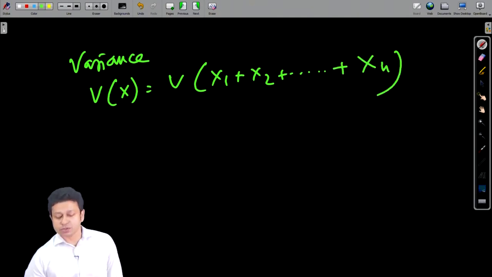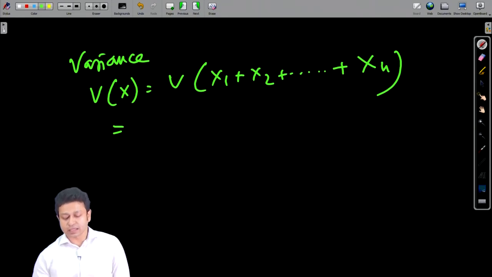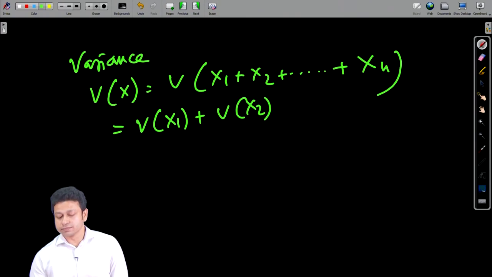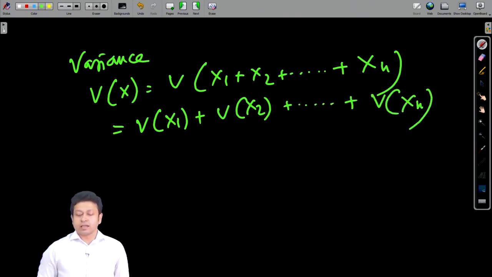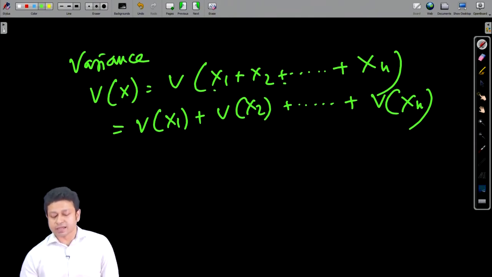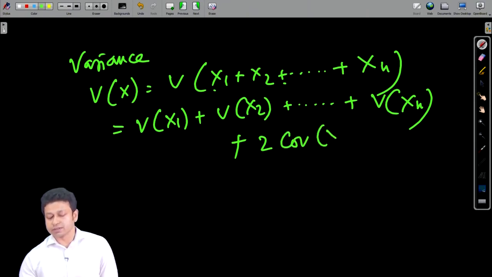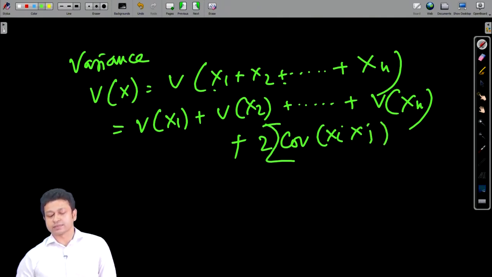Now we will use the variance rules, which we have already seen, and it is going to be V of X1 plus V of X2 plus up to V of Xn. When we expand this kind of term, we will also have a covariance term, right? So we will have 2 times the sum of covariance of Xi and Xj over all i, j, where i is not equal to j, of course, because the cases where i equals j are captured here.